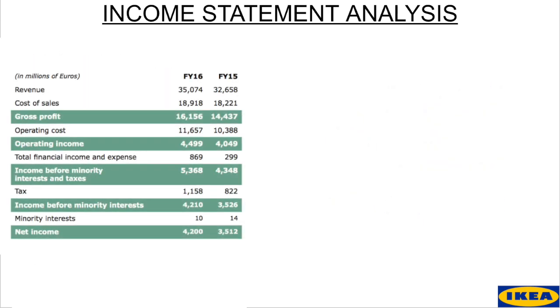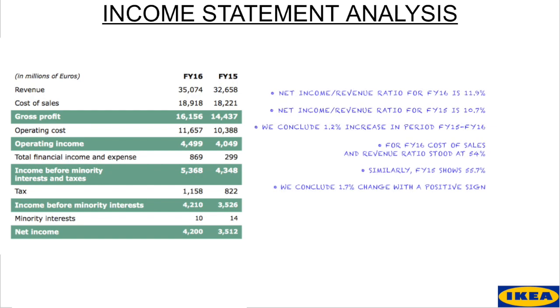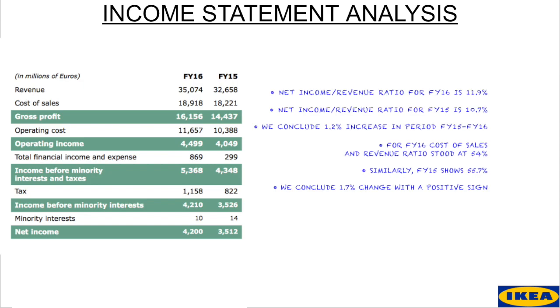In 2015, IKEA had 32,658 millions of euros. The net income was 3,512 millions of euros. That means that the net income presents 10.7% of total revenue. Also, we see that the total costs present 55.7% of total revenue.